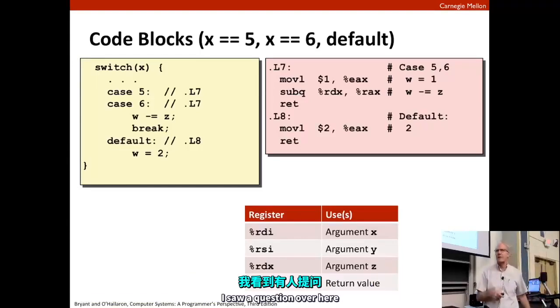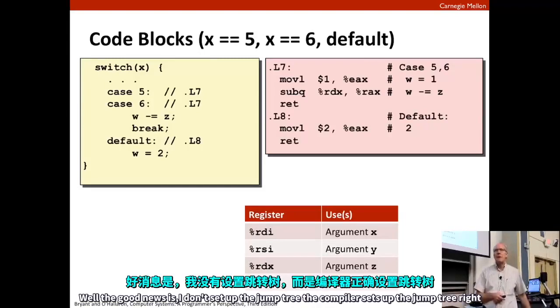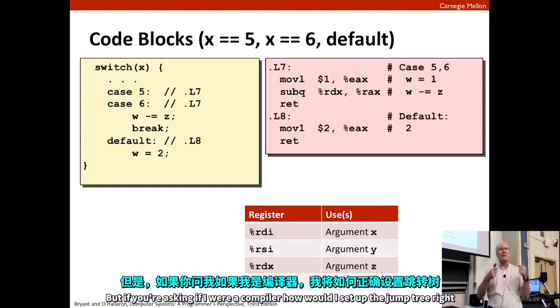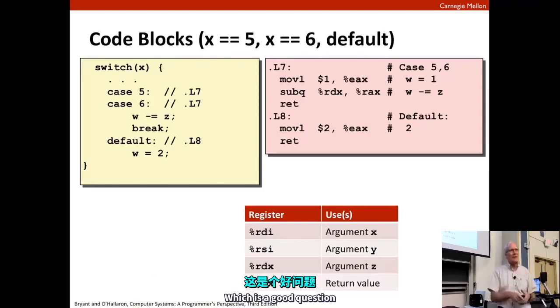I saw a question over here. Yeah. How do you set up the jump tree? Well, the good news is I don't set up the jump tree. The compiler sets up the jump tree, right? But if you're asking, if I were a compiler, how would I set up the jump tree, which is a good question.